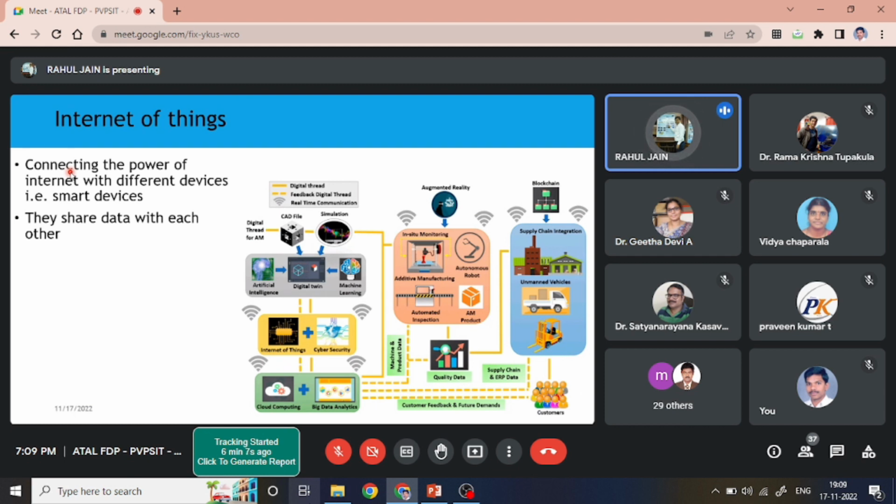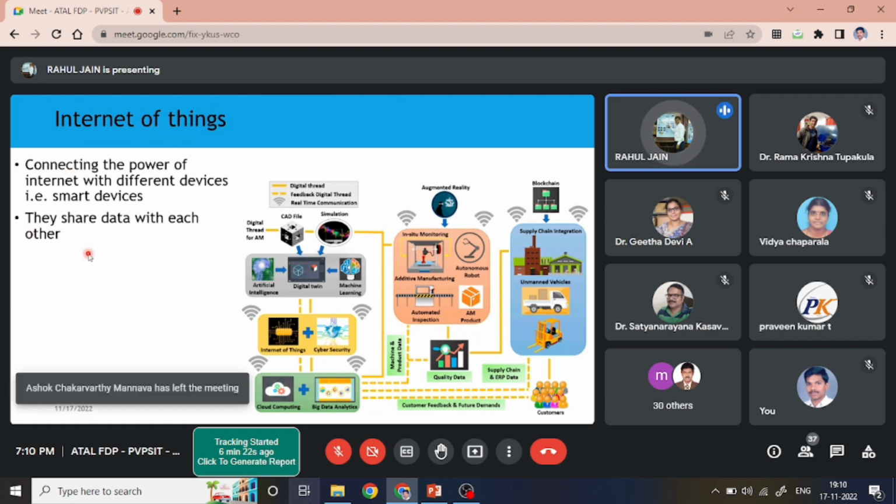So with that particular thing, it has given a lot of flexibility to the user from the customer point of view, from the user experience point of view. This has enhanced a lot, right? And in IoT, what happens? Different sensors share data with each other. It is stored in a cloud server and the processing happens.